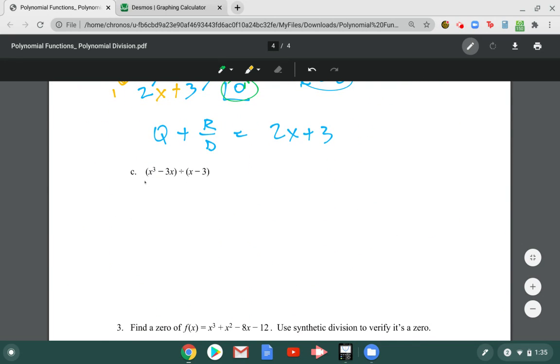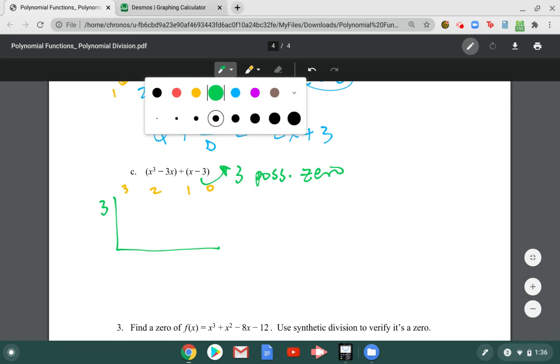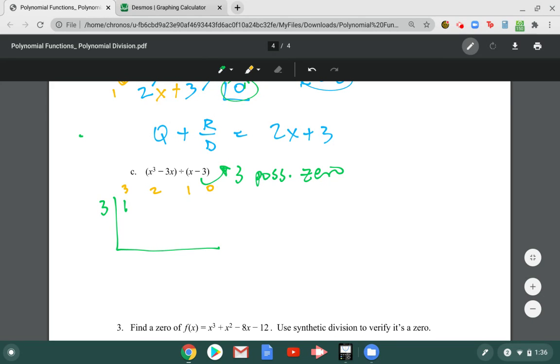x cubed minus 3x divided by x minus 3. So again, I start with that possible 0. So this time, 3 is a possible 0. So I'm going to divide 3 in. I'm missing a couple of degrees, aren't I? So let me label my degrees. So I need to have degree 3, 2, 1, and 0, a column for each of those. So I do have 1x cubed. I don't have any x squared. I have negative 3x's, and I have 0 constants or degree 0.